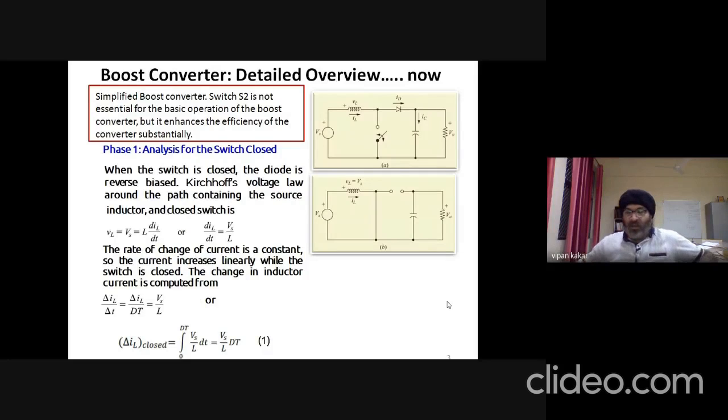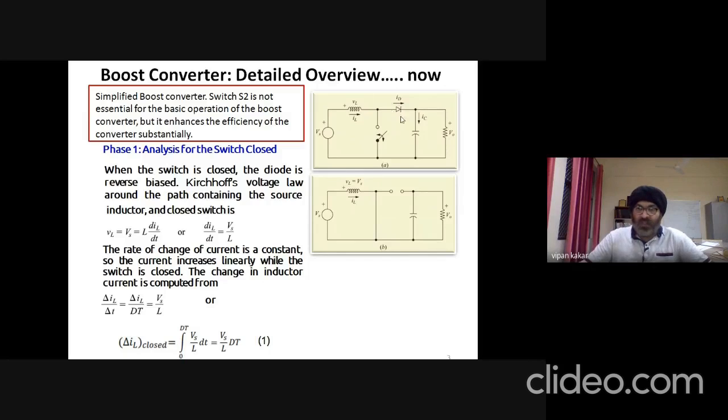So now going further for the detailed overview. Again, simplifying this boost converter, switch S2 is still not used. For practical purposes, we will be discussing this switch S2. The only thing to understand at the moment is that this switch S2 enhances the efficiency.